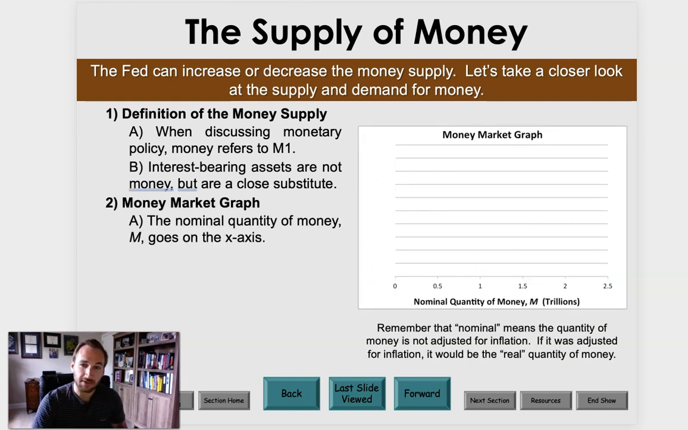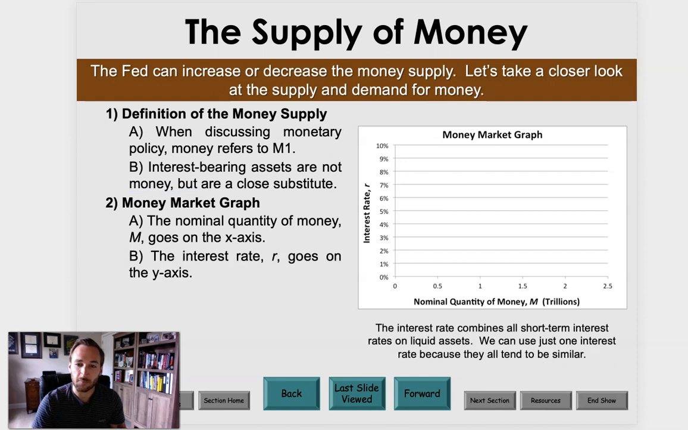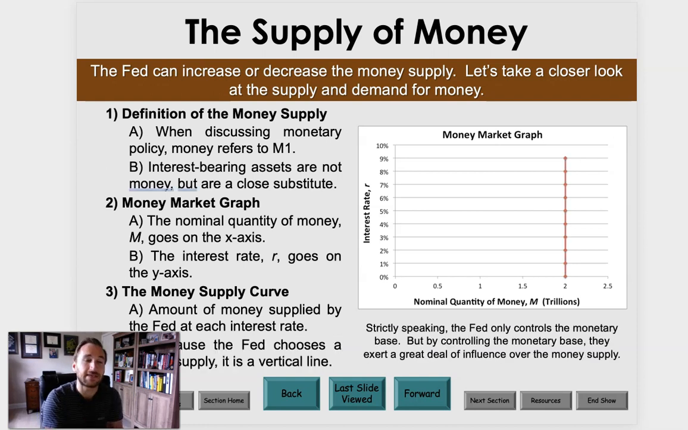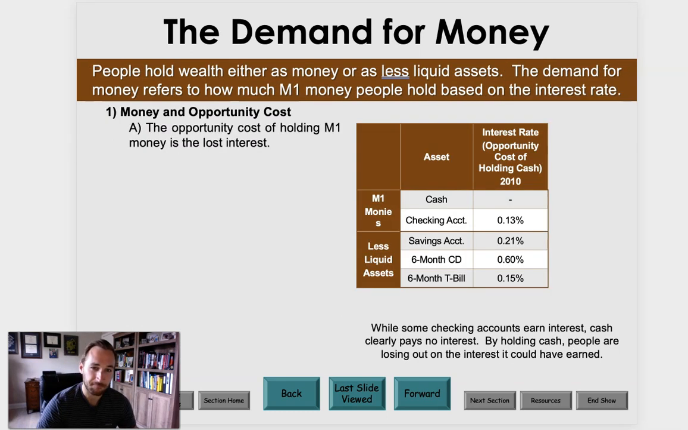Now, the money market graph, the graph we use to determine where interest rates are: on your vertical axis, we have the actual interest rate. And then on the horizontal axis, it's the amount of money available in nominal terms. So that's literally how many dollar bills are out there. The Fed chooses how much money is out there, so it's a vertical line. They move that left or right depending on where they want the interest rate to fall, but ultimately they choose exactly how much money is out there. Mints make money, but the Fed controls how much goes out into the economy.